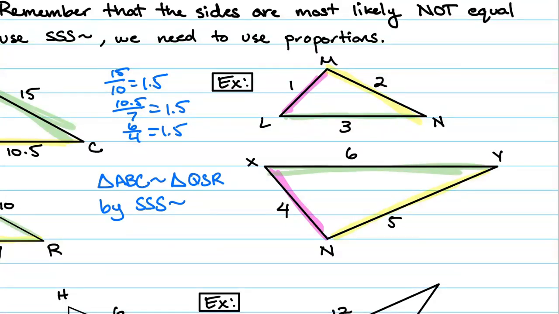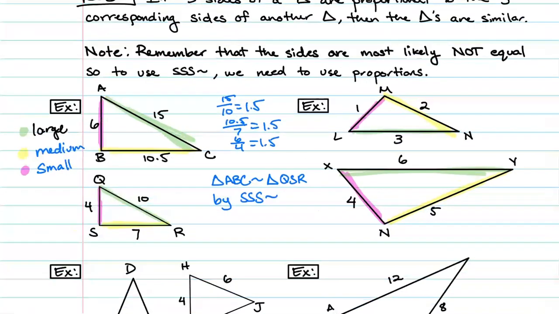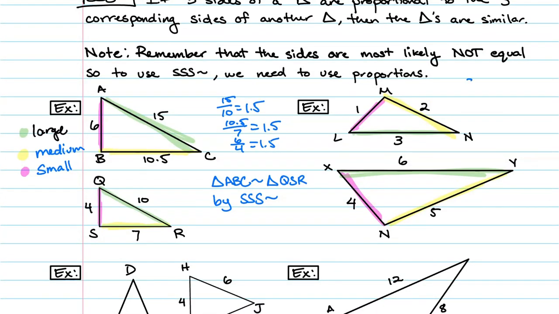So now that I have these color coded, I'm going to go ahead and check to see if they give me the same proportions. If they give me the same proportions, I know I'm going to get similar triangles. If not, then I get to say that the triangles are not similar. So let's see. I'm going to go ahead and do large to large. So I'm going to check my greens first. If I take 3 and divide it by 6, notice I went top to bottom triangle. That's going to give me 0.5.